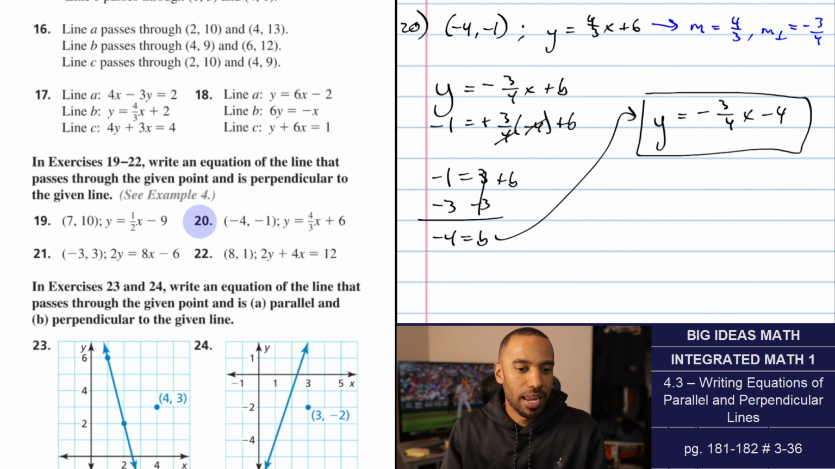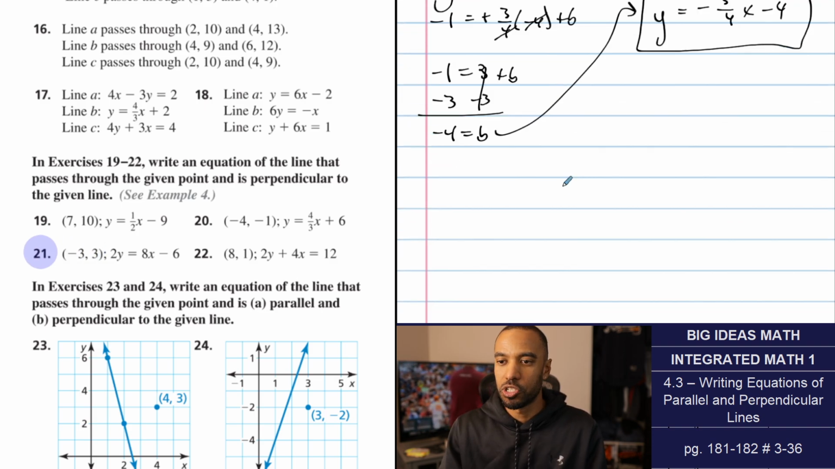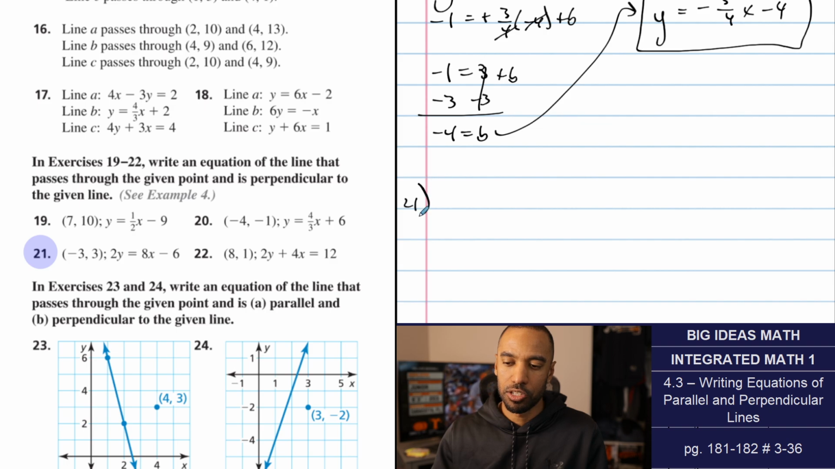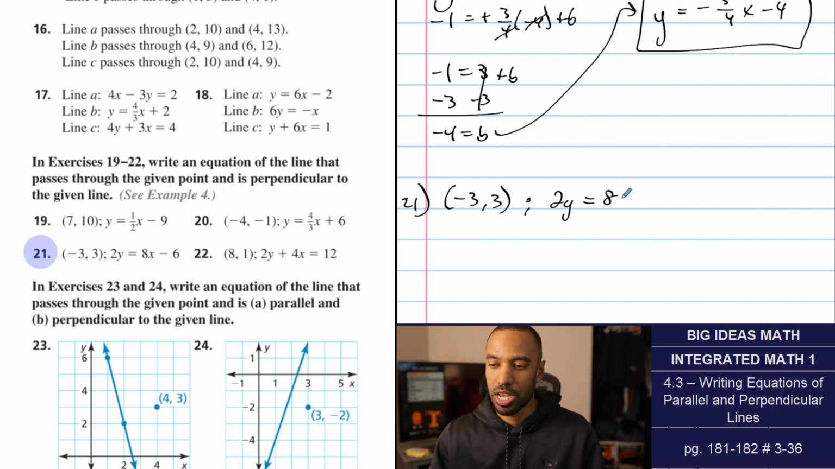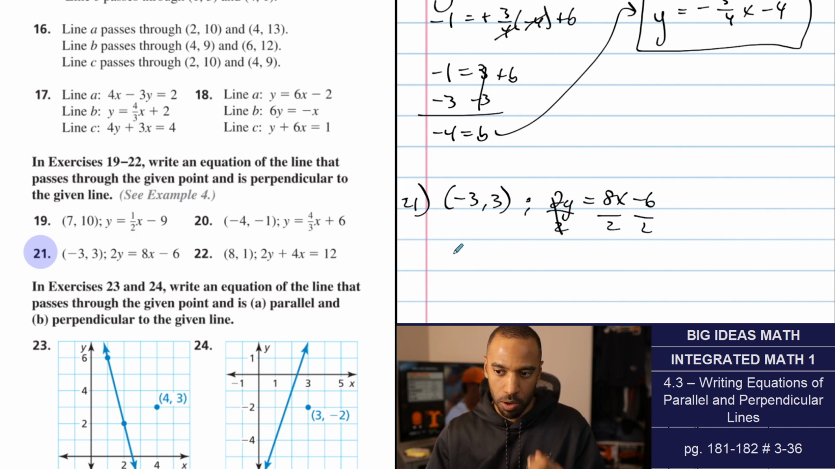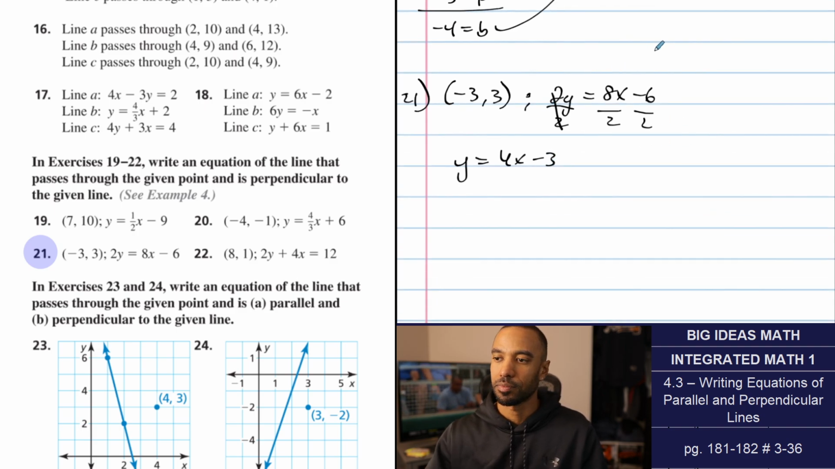Okay, numbers 21 and 22, not in slope-intercept form to begin with. For the sake of diversity, for number 21, I will go ahead and do this in point-slope form, and then rewrite it in slope-intercept form. It doesn't change the fact that we still need the slope. So we're going to write this one in slope-intercept form by dividing everything by 2. We get y equals 4x minus 3. So this has a slope of 4.